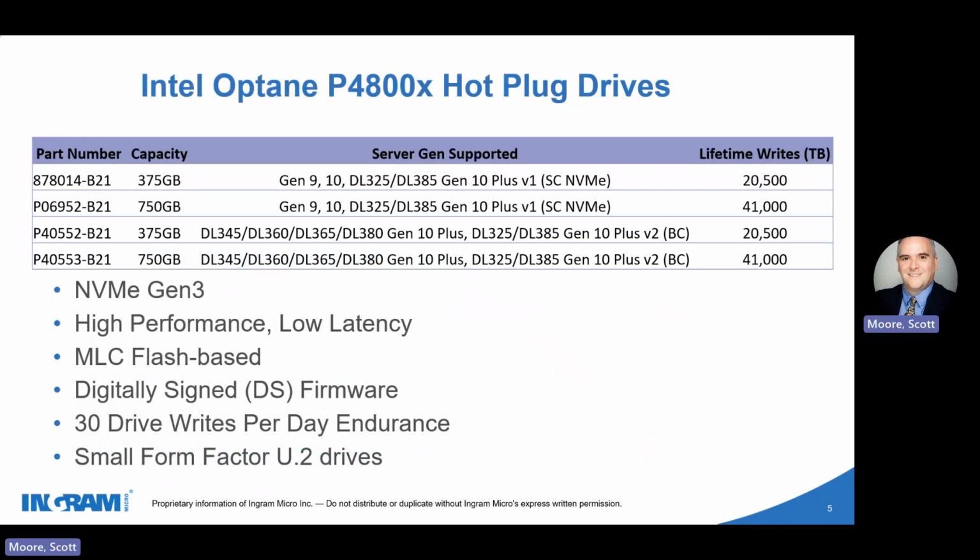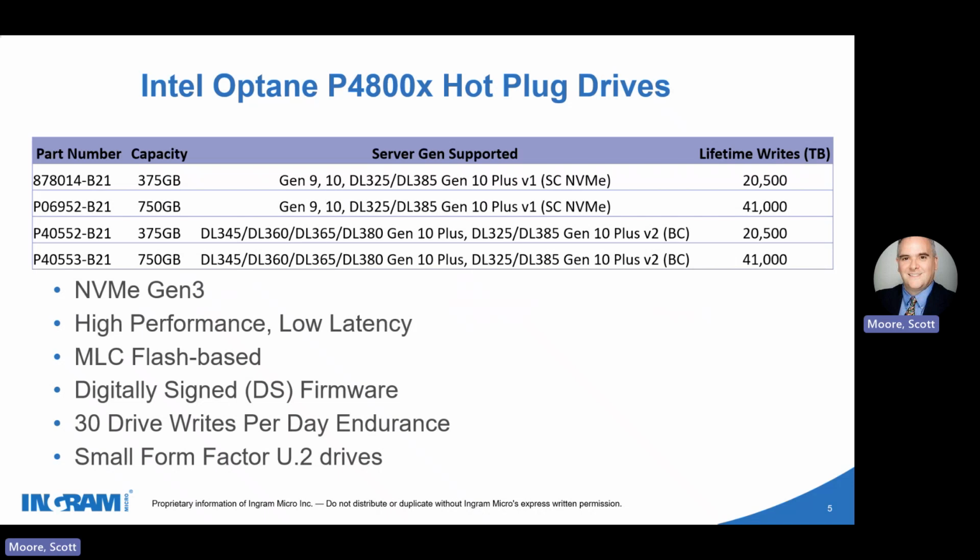Switching gears to Intel's Optane NVMe storage solutions, here's a list of the current hot plug U.2 drives being offered. NVMe U.2 and U.3 standards can be confusing, so keep in mind U.2 drives can only plug into a U.2 interface, while U.3 drives can plug into a U.2 or U.3 interface. As with the regular Intel branded Optane NVMe solutions, these drives provide high performance and low latency using multi-level cell flash for dense storage and have a maximum endurance of 30 full drive writes per day.